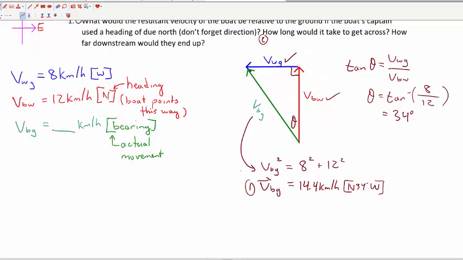Okay, so this is answer number 1. Here, number 2, the equation itself is pretty easy. The tricky part is getting the right vectors to combine. So how long does it take to get across? Well, time is equal to displacement divided by velocity.